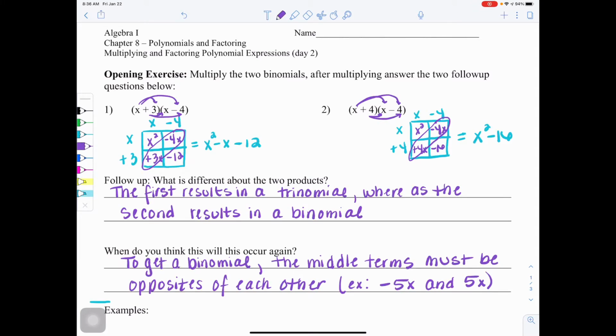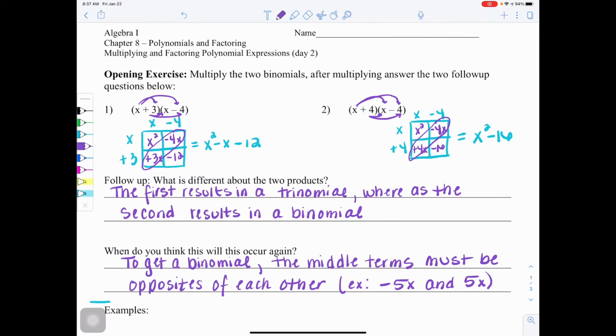Okay, now that you've completed the opening exercise, let's go over the answers. In number 1, I showed, and in number 2, the arrows that you would use if you wanted to use the distributive property. So you would still get x squared, then you would do x times negative 4 is negative 4x, then you would do 3 times x is 3x, and 3 times negative 4 is negative 12. But I also wanted to show you the boxes, so that's why you see the boxes underneath, showing that the like terms land on the diagonal.